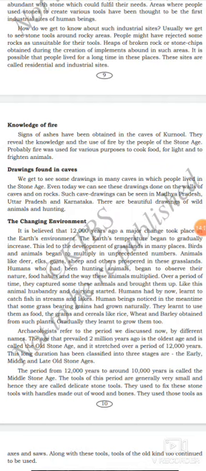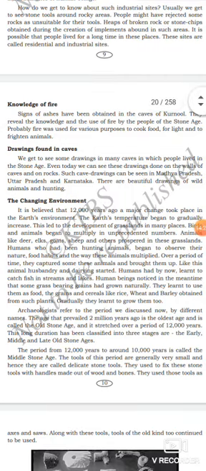Drawings found in caves. We get to see some drawings in many caves in which people lived in the Stone Age. Even today, we can see these drawings done on the walls of caves, on rocks. Such cave drawings can be seen in Madhya Pradesh, Uttar Pradesh, Karnataka. There are beautiful drawings of wild animals and hunting.